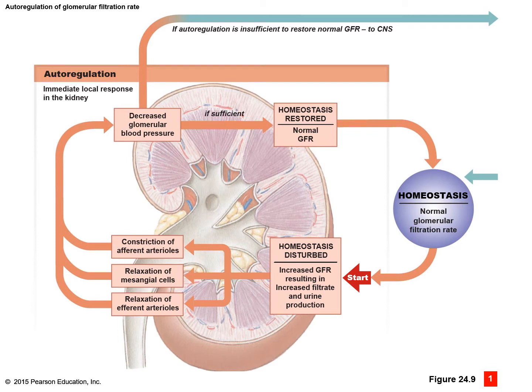Autoregulation kicks in, and we have a constriction of the afferent arterioles via myogenic response, a relaxation of the mesangial cells, which is going to be done through tubuloglomerular feedback, and a relaxation of the efferent arteriole as well. From here, these three mechanisms are going to cause a decreased glomerular blood pressure. Now, if this was sufficient, then we can restore homeostasis and we're good to go. But in some cases, if that wasn't sufficient, we move on to the central nervous system and central regulatory mechanisms.